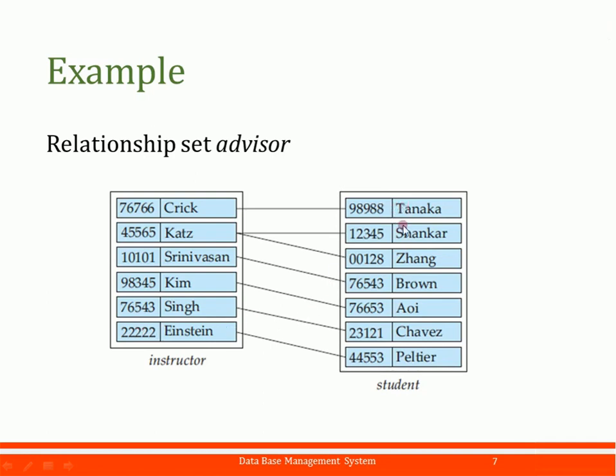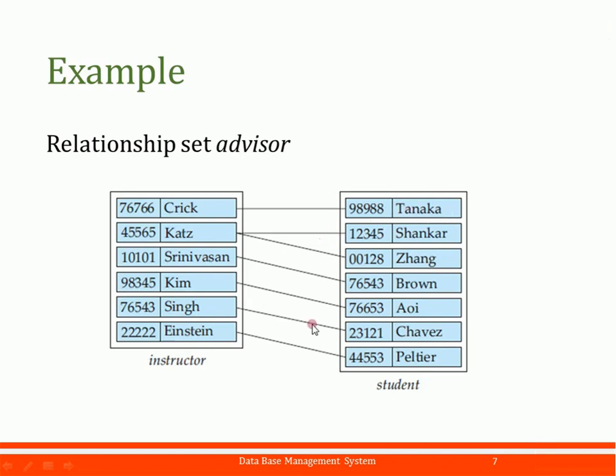And we have a student entity set which consists of all the students of the organization. Here it is a sample, so you have a limited number of students and instructors. Each of these students has an ID, which is the student ID or the roll number, that helps to uniquely identify that particular student in that organization.